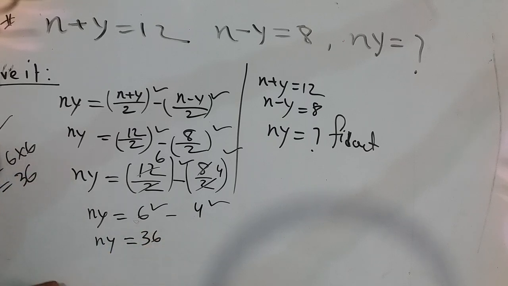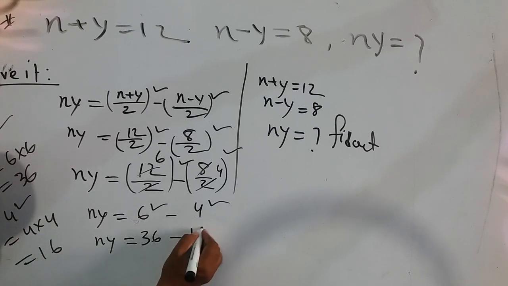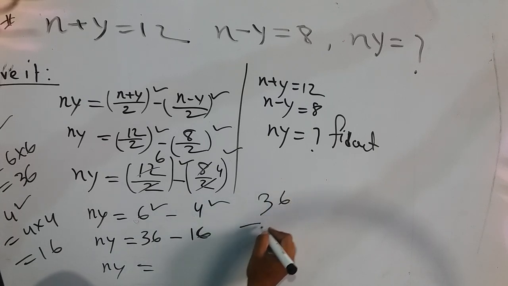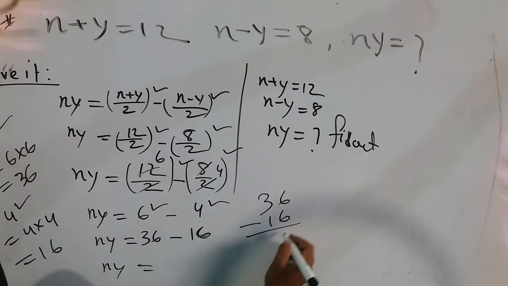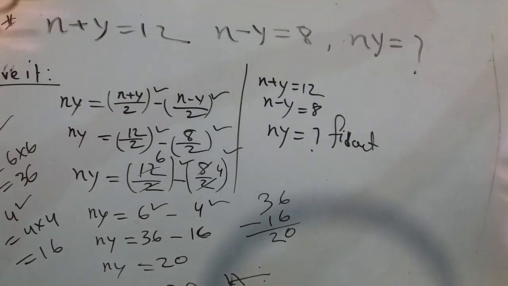Then we write here 36 and 4 square, that means 4 into 4 equals 16. So xy equals 36 minus 16. 16 subtracted from 36, we get 20. So the value of xy is 20. 20 is the answer to this question.